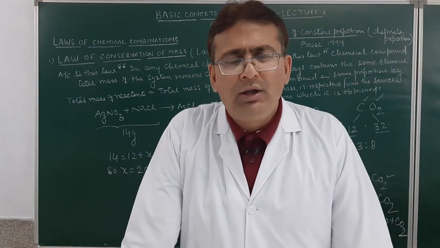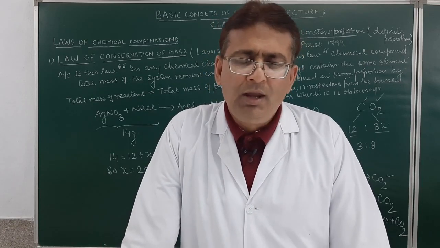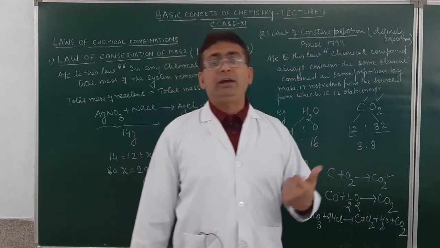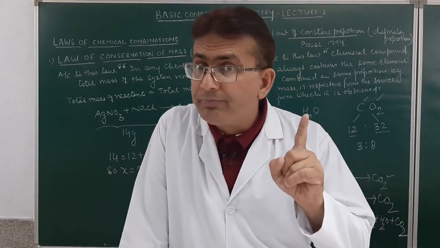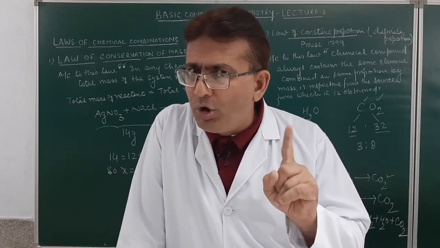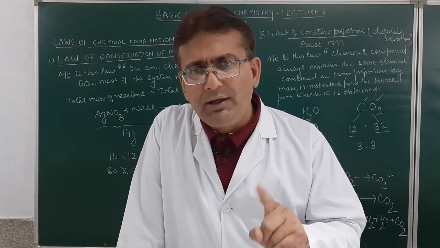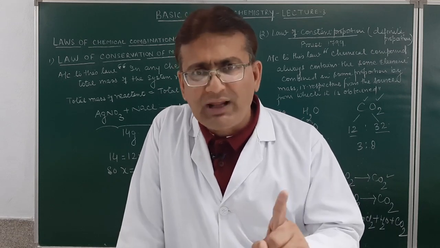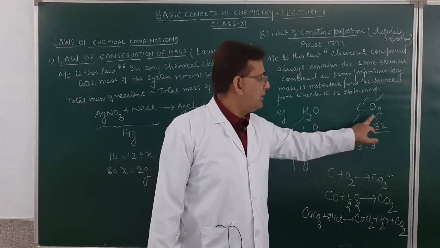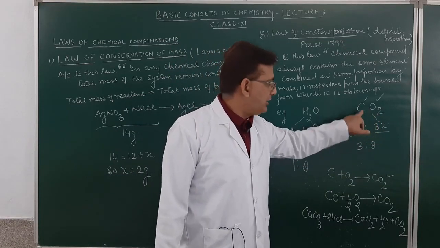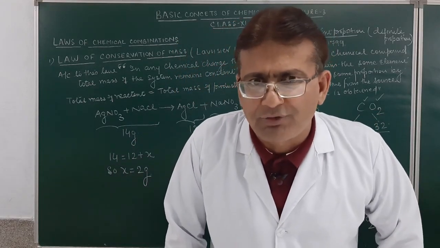Who presented this law? It was presented by the scientist Proust. When? In the year 1799. Now, recapitulate the definition of a compound I discussed with you in the previous lecture. What was a compound? A compound is a pure substance which contains two or more elements united chemically in a definite proportion by mass. Here carbon dioxide is a pure substance containing two or more elements united chemically in a definite proportion by mass. Have I illustrated the definition of a compound or not?